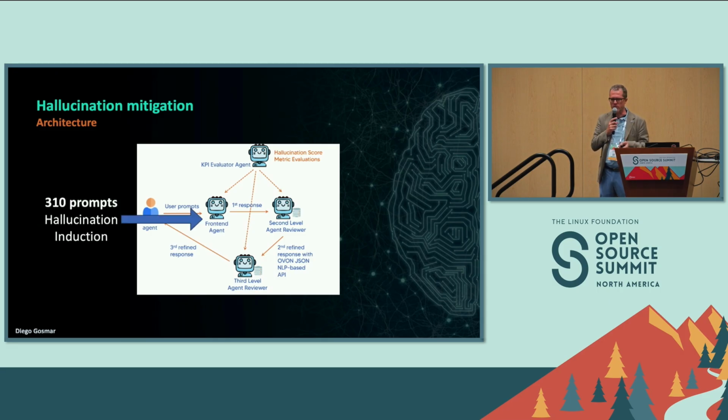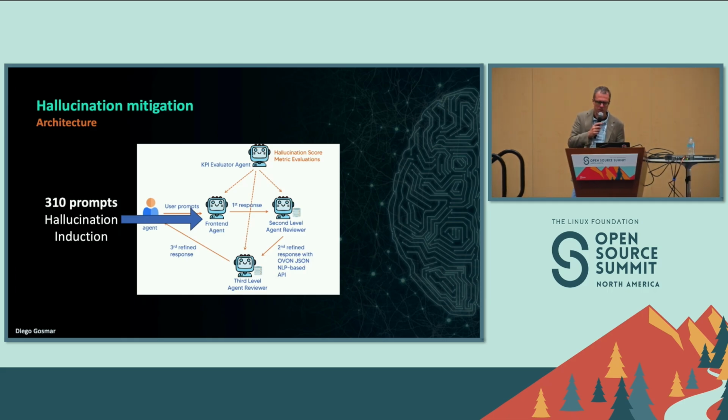So we injected more than 300 prompts to try to induce hallucinations. I will explain more about that. There was a first level agent, a front-end agent that was doing nothing special, just trying to answer the user request without so many filters.